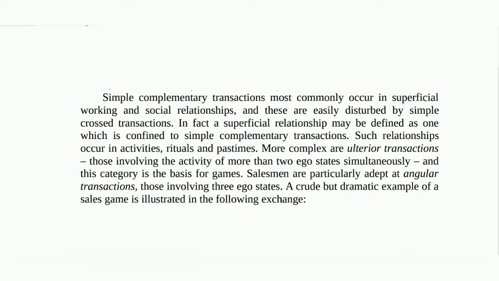Simple complementary transactions most commonly occur in superficial working and social relationships, and these are easily disturbed by simple cross-transactions. In fact, a superficial relationship may be defined as one which is confined to simple complementary transactions. Such relationships occur in activities, rituals and pastimes. More complex are ulterior transactions, those involving the activity of more than 2 ego states simultaneously, and this category is the basis for games. Salesmen are particularly adept at angular transactions, those involving 3 ego states.